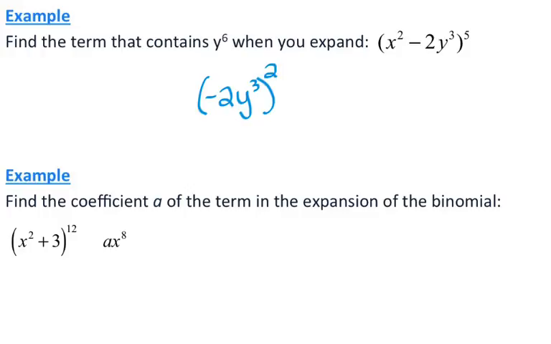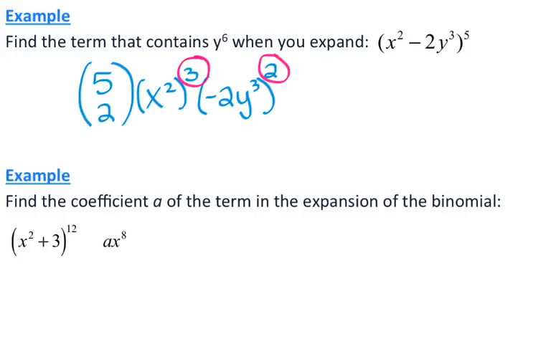So this negative 2y cubed has to be raised to the second power, which means for my combination, my bottom number is a 2. And my top number always corresponds to the exponent on the outside that you're raising the whole thing to, so that's a 5. If my second term is being raised to the second power, that means my first term has to be raised to the third power. Because once again, these two exponents, when I add them together, have to equal that.